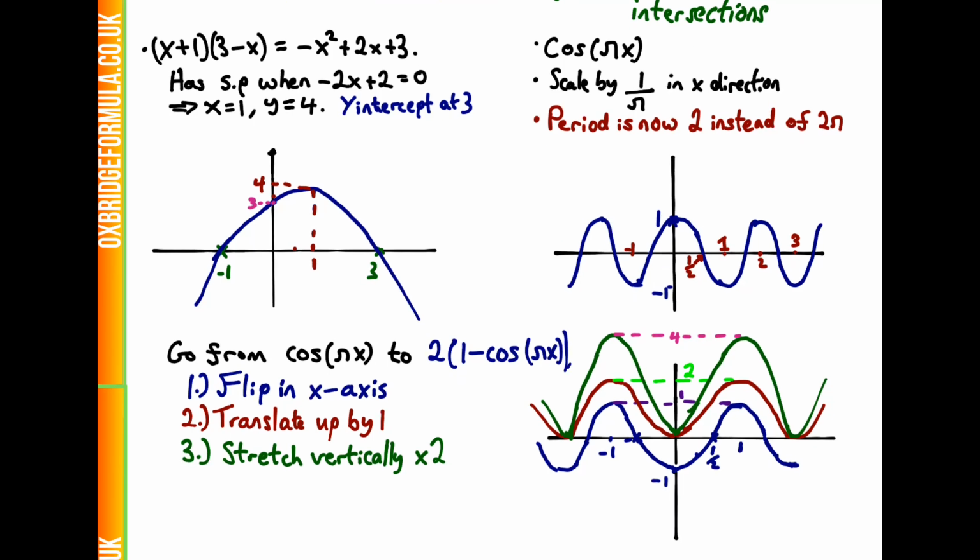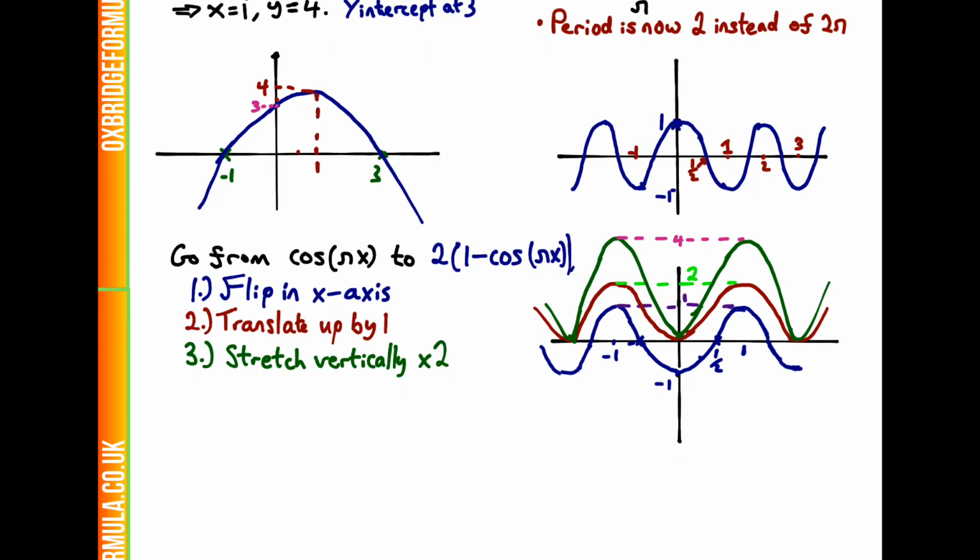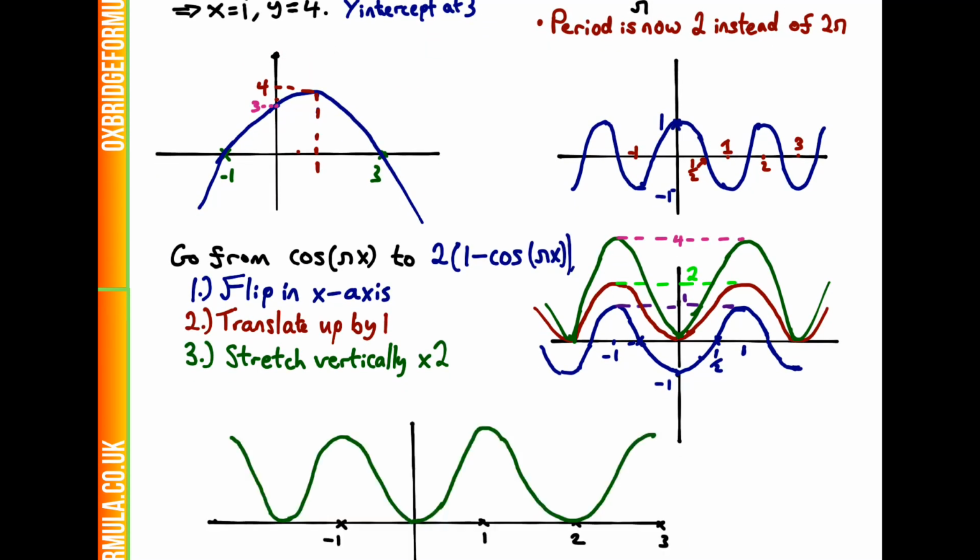Okay, so now we want to draw both of these two graphs together. So let's try and overlay them on top of each other. So cleaning it up, let's first draw the graph of 2 times 1 minus cos pi x. And we know that the roots are going to be here. And we also know that the maximum coordinate is going to be at (1, 4).